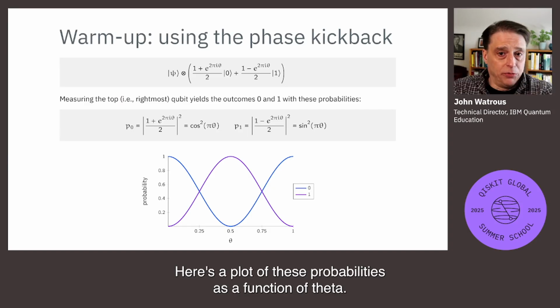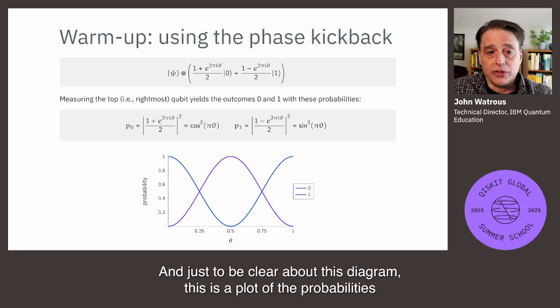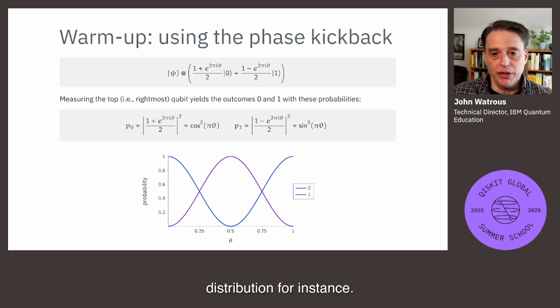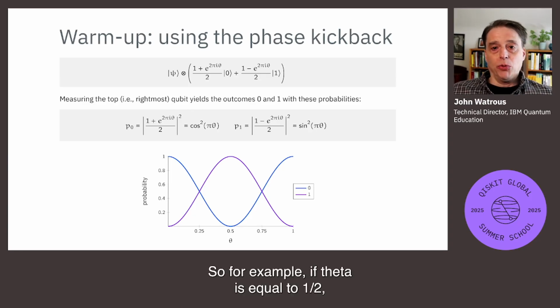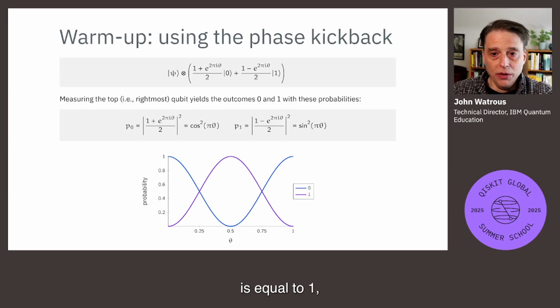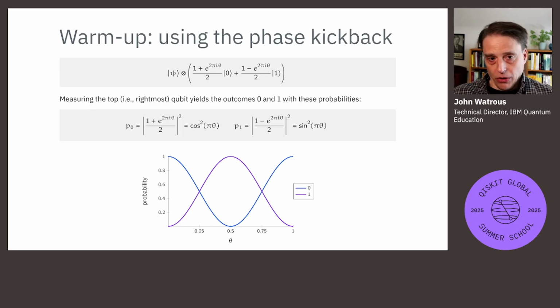Here's a plot of these probabilities as a function of theta. And just to be clear about this diagram, this is a plot of the probabilities themselves, as opposed to being a plot that's depicting a single probability distribution, for instance. So for example, if theta is equal to a half, then the probability that we get the outcome 1, which is drawn in purple, is equal to 1, while the probability to get the outcome 0, which is drawn in blue, is 0.